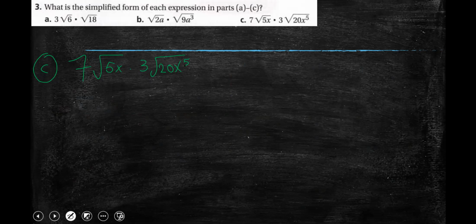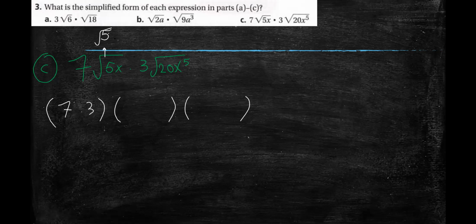So I will put now 3 brackets. The first one has the numbers only, 7 times 3. The second one, as we saw before, this one can be written as square root of 5 times square root of x, and this one can be written as square root of 20 times square root of x to the power 5. Is it right? Like distribute the square root.